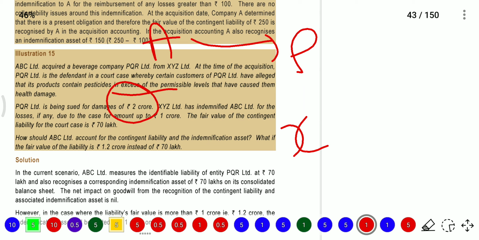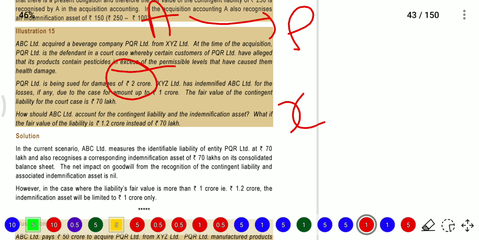So it is sued for 2 crores in the court, where XYZ has indemnified ABC Limited for losses, if any, due to the case for an amount up to 1 crore. If the amount is up to 1 crore, he will provide it, and the fair value of the contingent liability for the court case is 70 lakhs. So they have agreed to provide up to 1 crore, and as on the date the fair value will be 70 lakhs. Now it will be recognized as an indemnification asset.